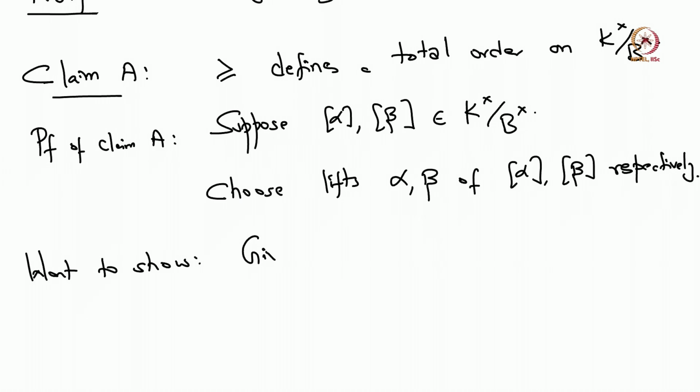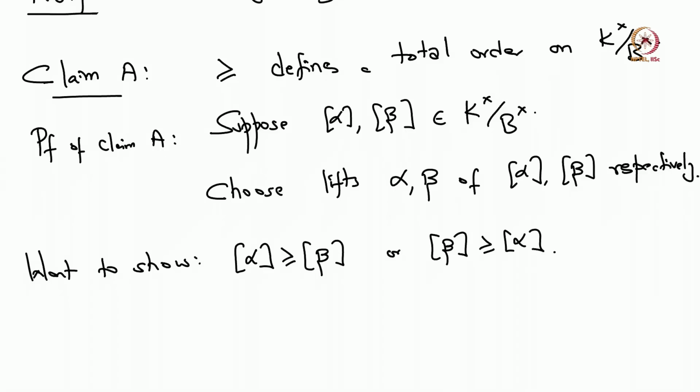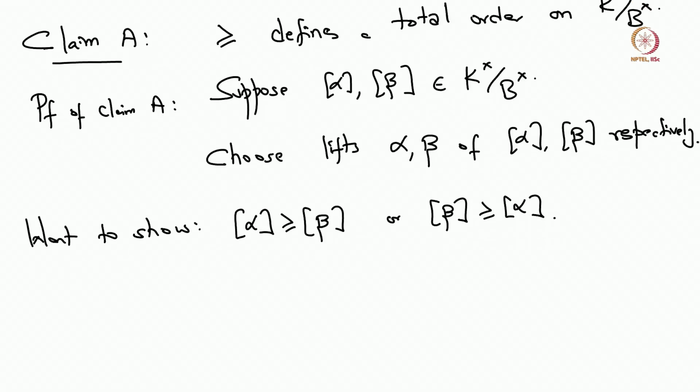So given these two elements, we want to show that they're comparable. So either alpha is larger than or equal to beta, or beta is larger than or equal to alpha. Okay, and again I'm just omitting saying square brackets.